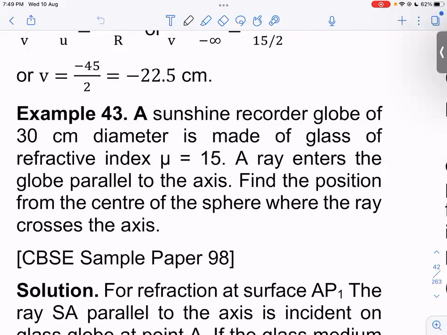Center, okay. You will always find the image distance from the surface. Find the image distance from the surface, then subtract it from the radius. Measure on the other side. Let's check.